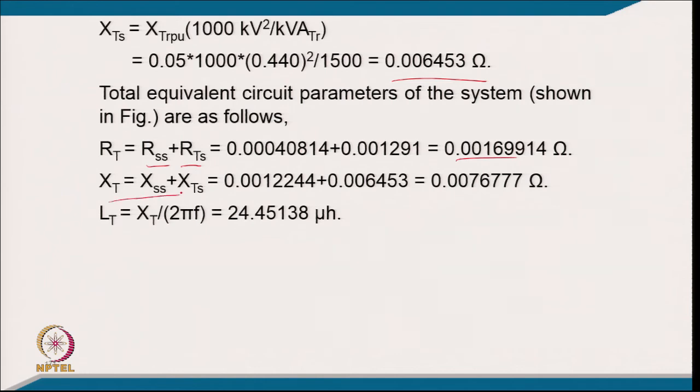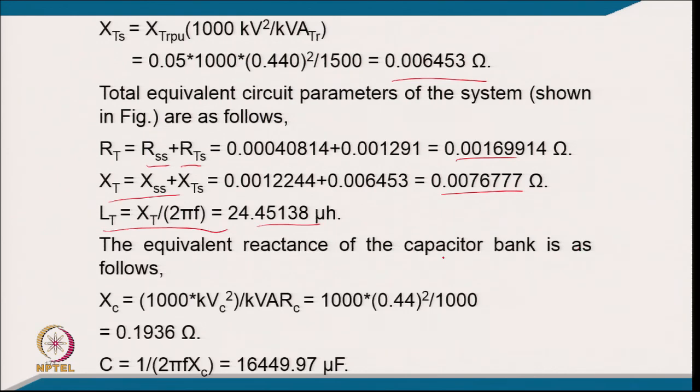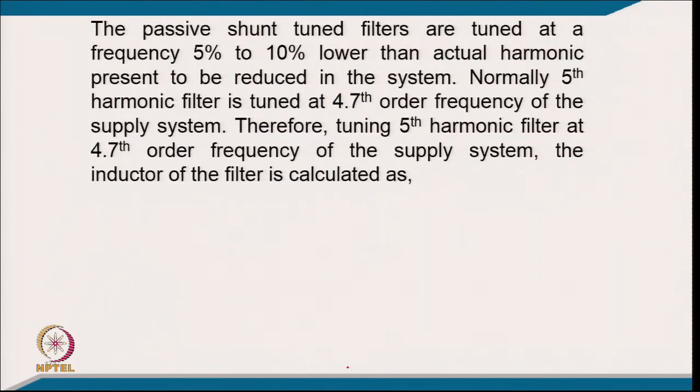0.00169914 and the total reactance will be 0.0767777 ohm, and the inductance is 24.45138 microhenry. So, the equivalent reactance of the capacitor bank we can calculate, XC at fundamental frequency, comes typically 0.1936 and the capacitance comes 16,449.97 microfarad.